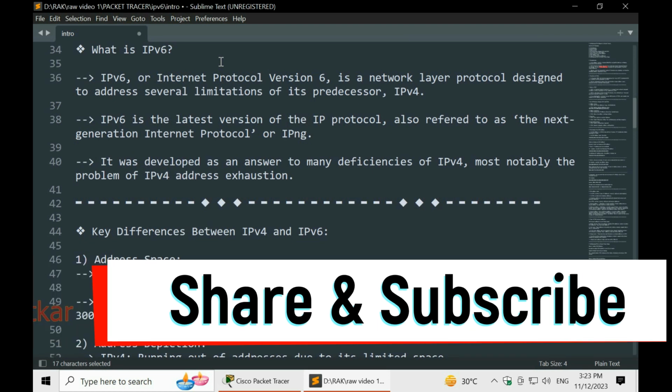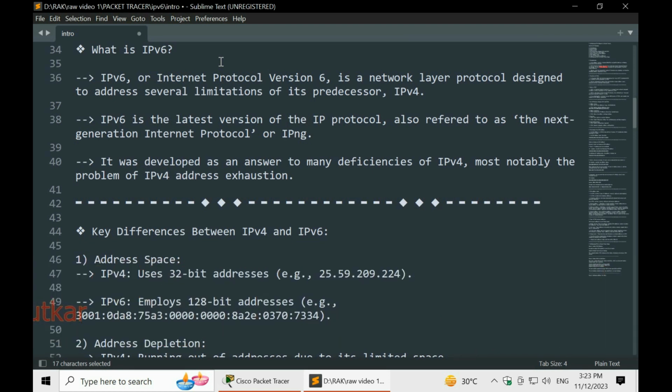So friends, IPv6 was developed as an answer to many deficiencies that were present within IPv4, like the address depletion, or the exhausting addresses available in the address space of IPv4. That problem they are trying to solve with the help of the IPv6 version.